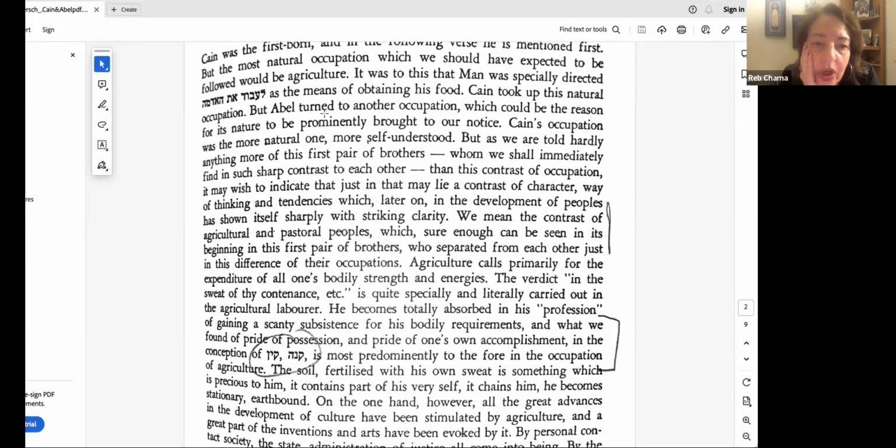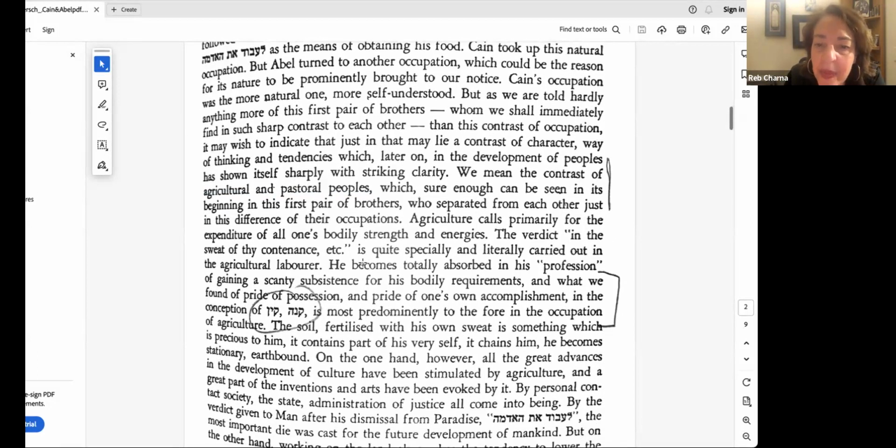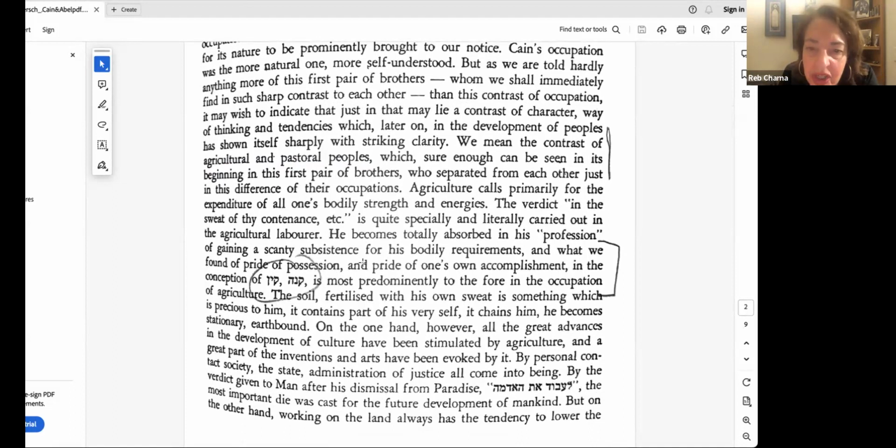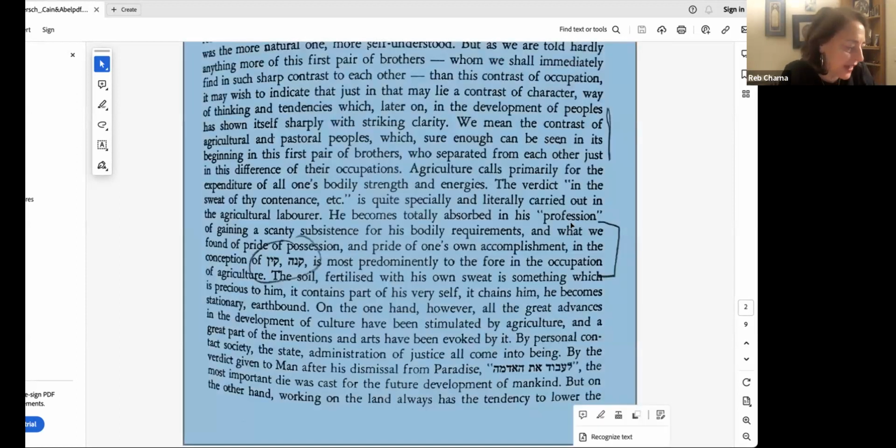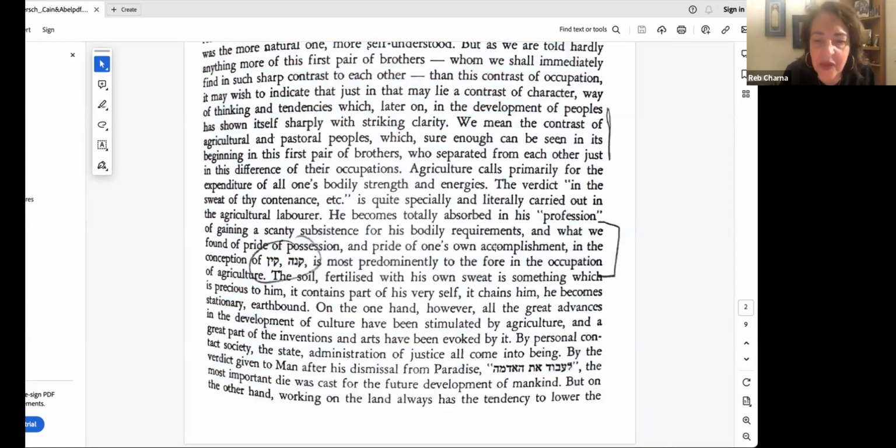His occupation was the more natural one, more self-understood. We're not told more about the brothers than this contrast of occupation. The contrast of agricultural and pastoral peoples, which sure enough can be seen in the beginning in this first pair of brothers, who separated from each other just in this difference of their occupation. Agriculture calls for the expenditure of all one's bodily strength and energies. The verdict in the sweat of thy countenance is quite specifically and literally carried out in the agricultural labor. He becomes totally absorbed in his profession of gaining a scanty subsistence for his bodily required.